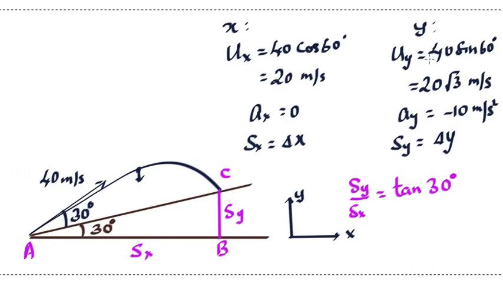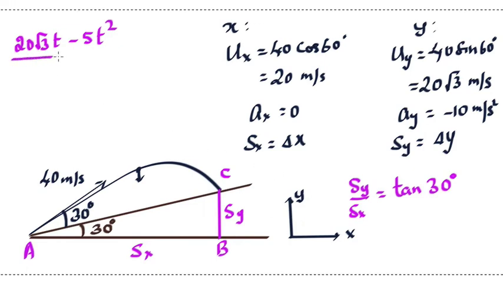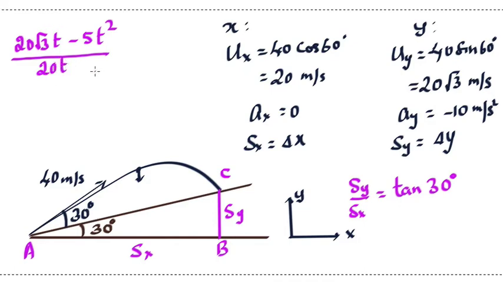Sy, if you look at this, uy is 20 root 3. So 20 root 3 t, that is ut, plus half a t squared. Half a is minus 5. So minus 5 t squared. That is Sy. Divided by Sx. But what is Sx? Uxt, that is 20t plus half ax t squared, but ax is 0. So this is equal to tan 30, 1 by root 3.